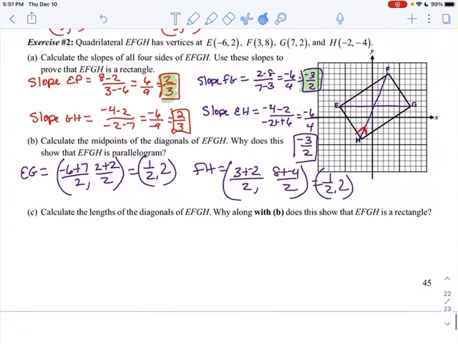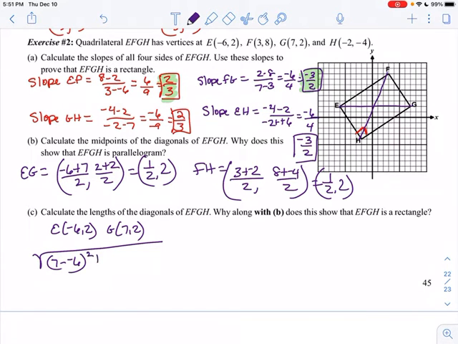All right, and then they want us to find the length of the diagonals. So again, the length of the diagonals. So E is the point negative 6, 2. And I want to find G, the length of EG. I'm just writing these points so I don't mess it up and take the wrong points. So that's going to give me the square root of 7 minus negative 6 squared plus 2 minus 2 squared. Okay, that's 13 squared, and 2 minus 2 is just 0. All right, so this is a little bit easier than I thought. 13 squared is 169, which equals 13.